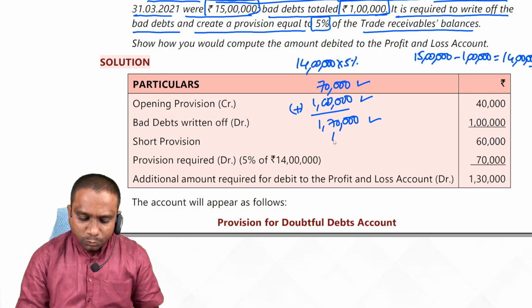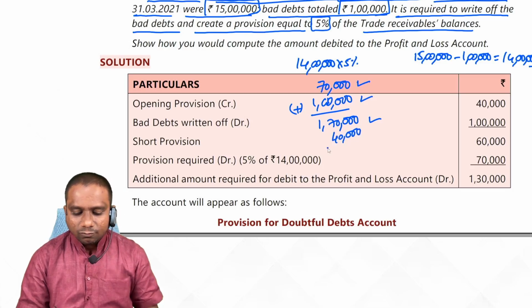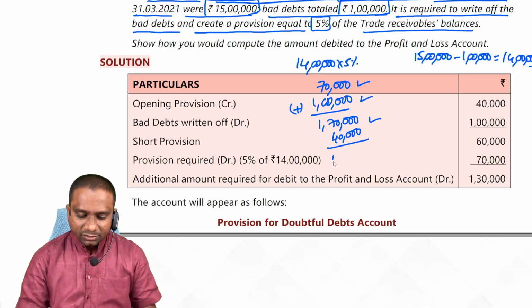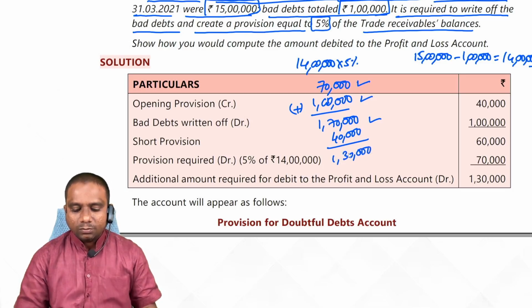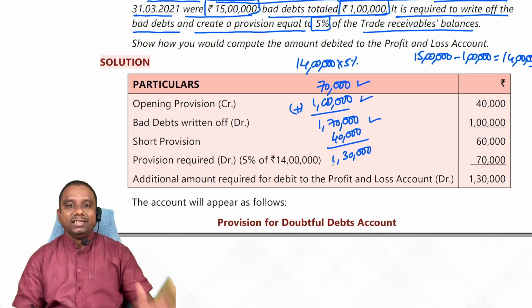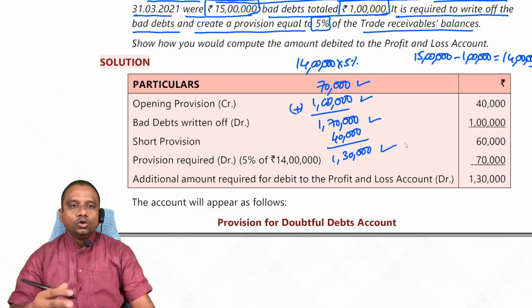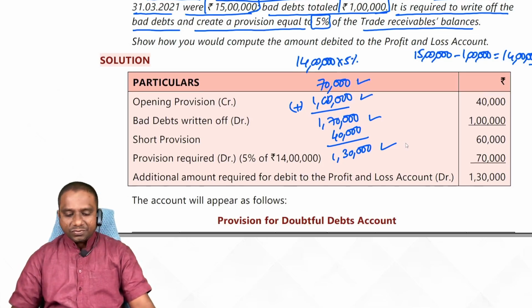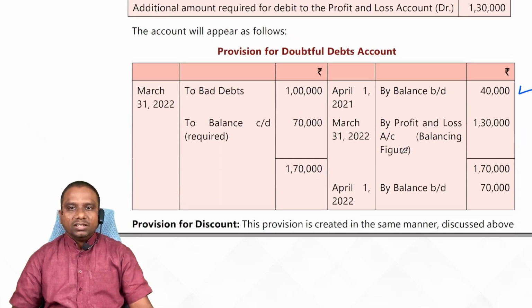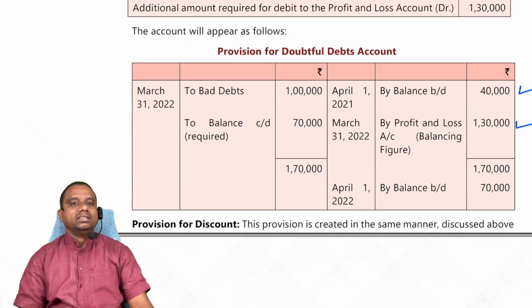But how much provision are you already maintaining? 40,000. Means the remaining amount we transfer to the profit and loss account is 1 lakh 30. For this, what is the entry we record? Profit and loss account debit to provision account. This is the entry posted by profit and loss account, 1 lakh 30.